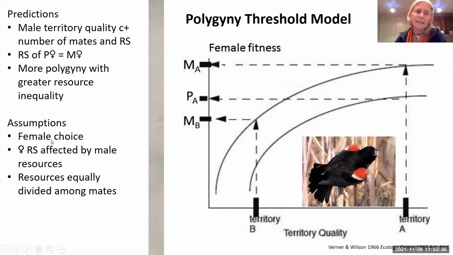And there are, of course, some key assumptions. First of all, that females are free to choose their mates in an unconstrained way. Secondly, of course, that female reproductive success is affected by male resources. And thirdly, that resources are equally divided among mates.